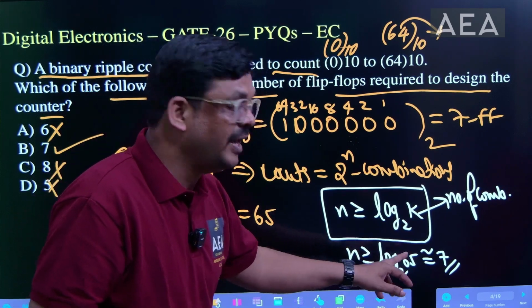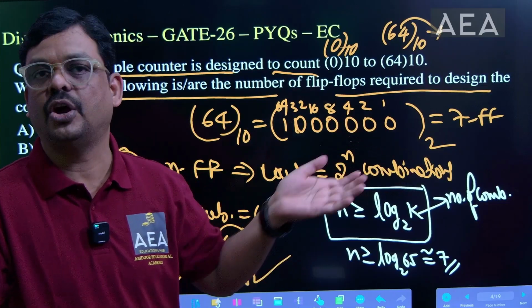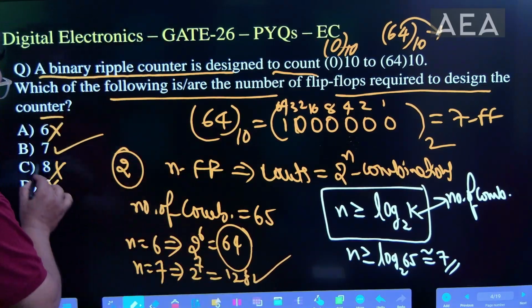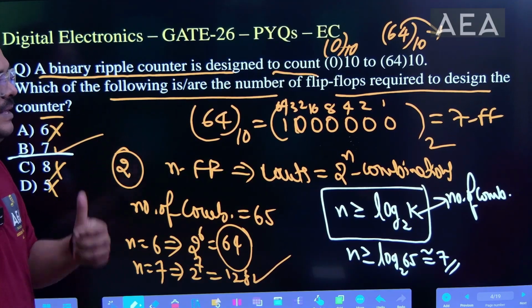If you simplify this value, it gives 6 point something. If the value is greater than 6, compulsorily you have to take 7 only. So based on the given question, answer B is correct. Option B, the correct answer, is 7 only.